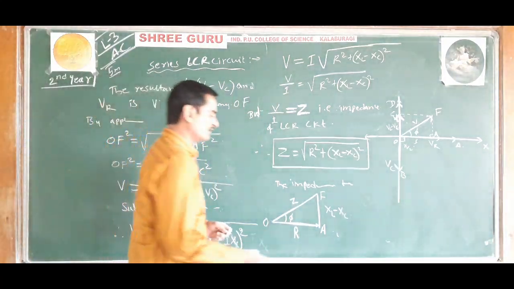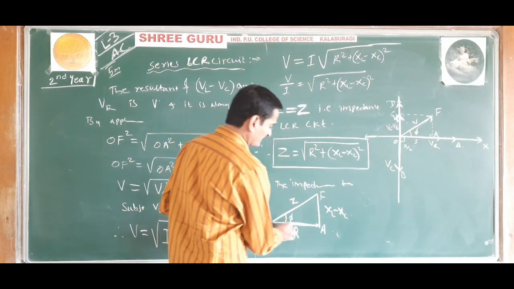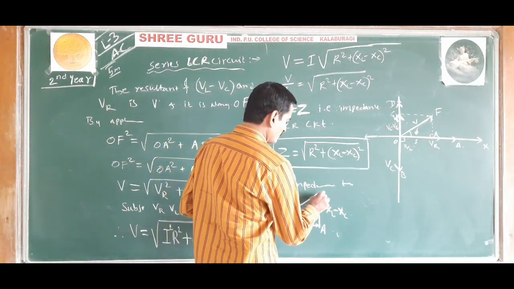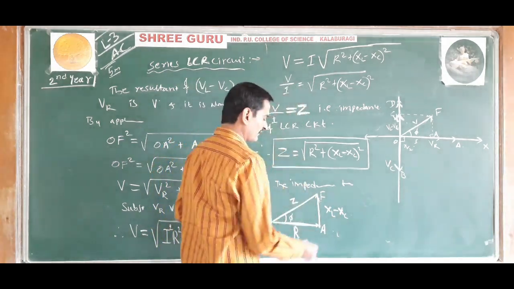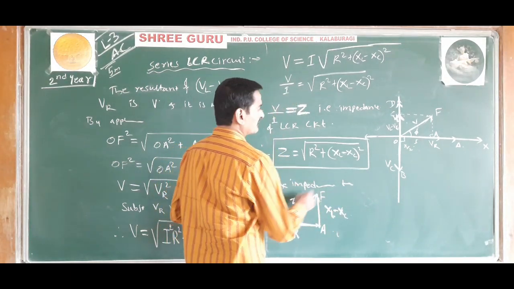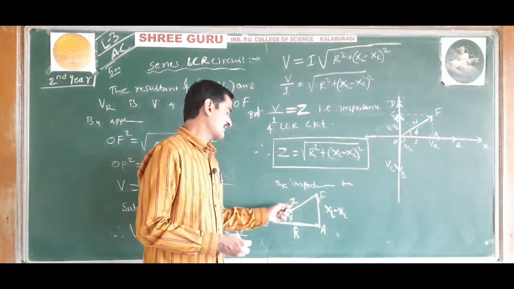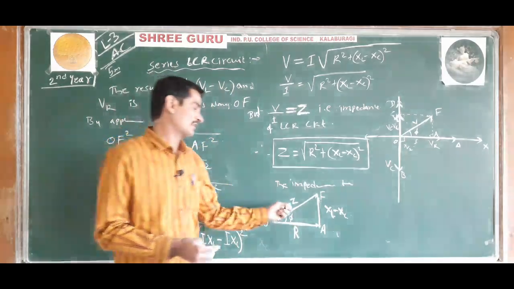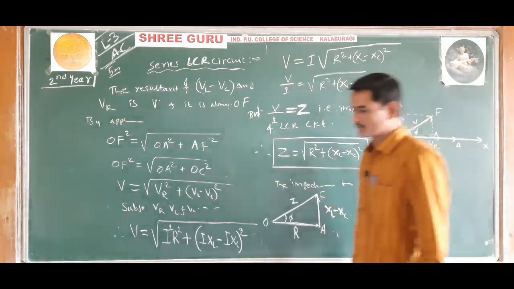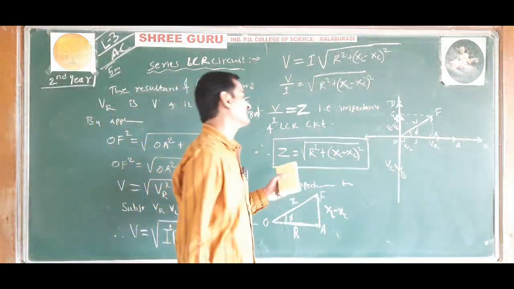Instead of potentials, we are writing impedances. So the VR is represented along OA, so instead of VR, I will write R. And AF is VL minus VC, instead of VL minus VC, I will write XL minus XC. And OF represents V, and impedance of that is effective voltage, so effective opposition is Z. Understood? Okay. This is called impedance triangle. Understood? Okay. So this is a derivation for series LCR circuit.